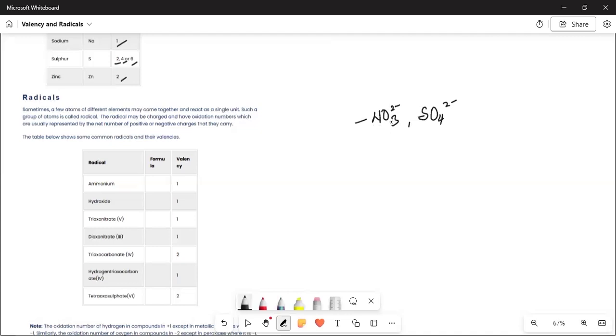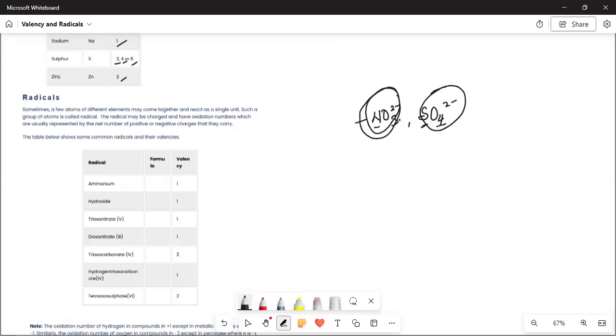Like this, these are 4 atoms, 1 of hydrogen and 3 of oxygen. Here, 5 atoms, 1 of sulfur and 4 of oxygen. But whenever they react, this is going to act as a single unit. This is going to act as a single unit. So a group of atoms that behave as a single unit like this are called radicals.